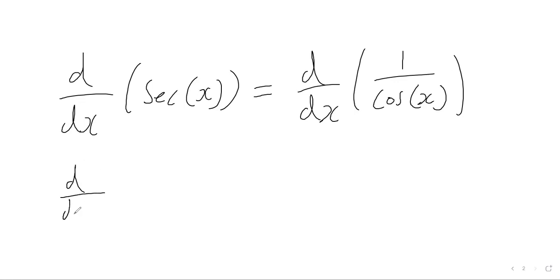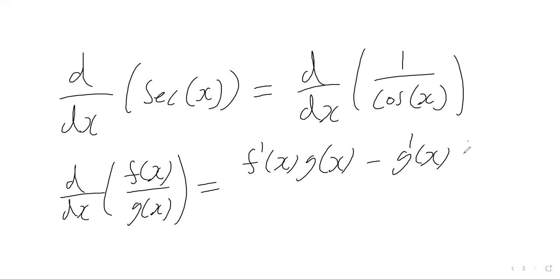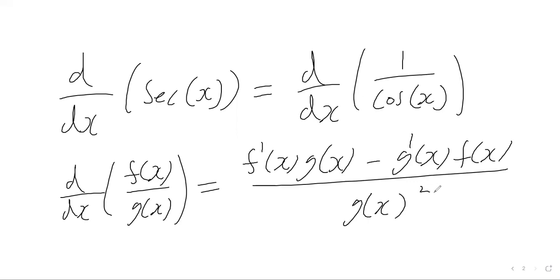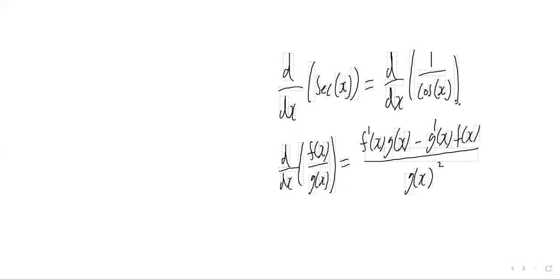So when we differentiated two functions where the denominator was a non-zero function, what we got was the derivative of f of x, the numerator, multiplied by g of x, and then subtract the derivative of g of x multiplied by f of x, and then all divided by g of x, all squared. So that was our quotient rule. So we can just use this in order to differentiate 1 over cos.